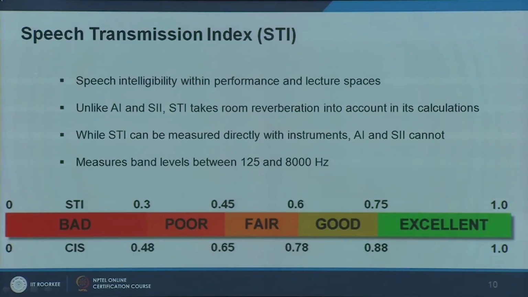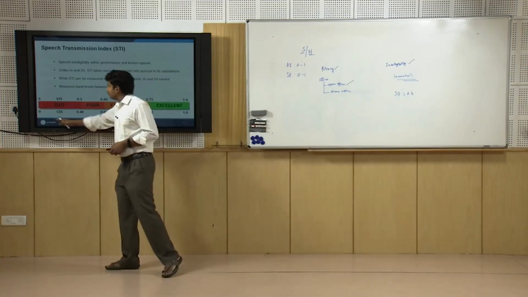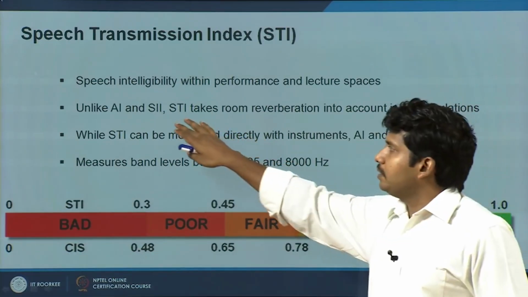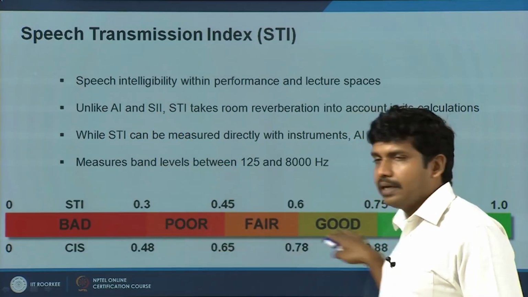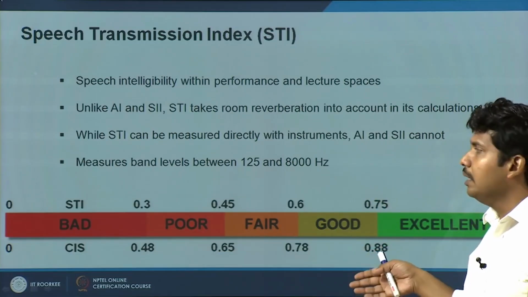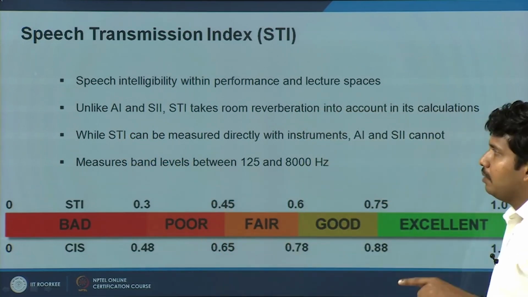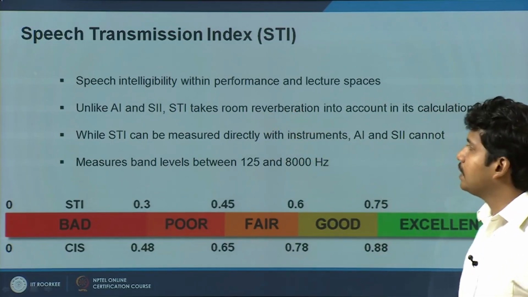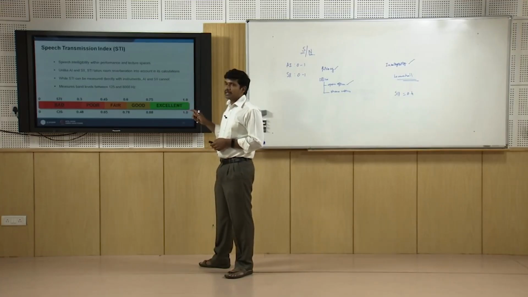Another thing is the speech transmission index, which we talked about, STI. This also ranges from 0 to 1. 0 is bad, and on the other side 1 is excellent. It is similar to the articulation index or speech intelligibility index, also ranging from 0 to 1, but it differs considerably. It takes room reverberation into account in its calculation. This is one primary difference between the articulation and speech intelligibility indexes and the speech transmission index.